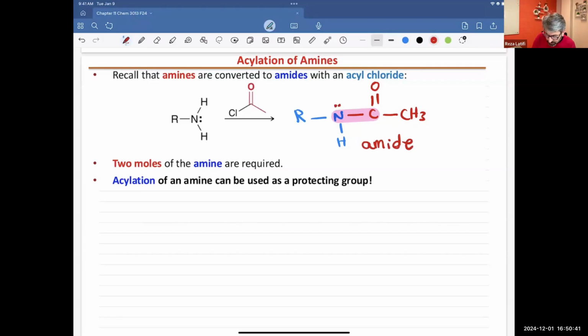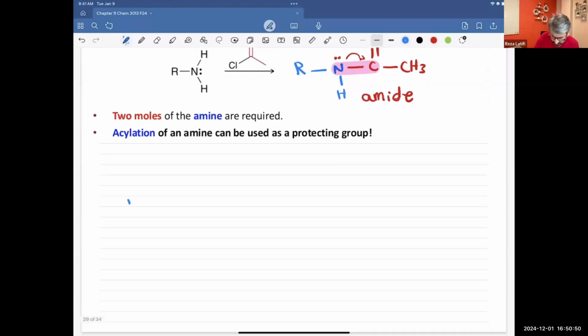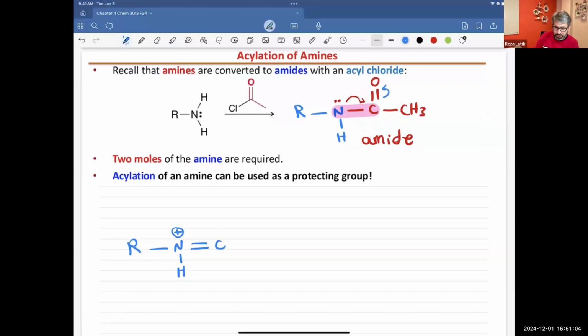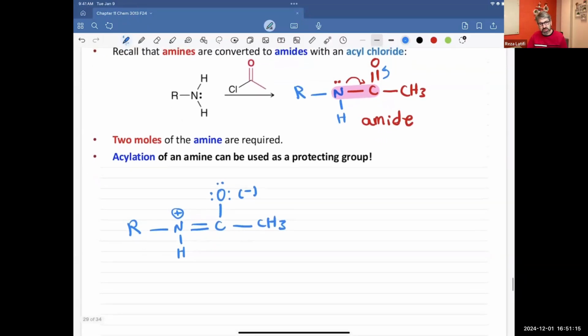Now, that lone pair can do resonance, and it can build a double bond with the carbon, and if that happens, we get such a product. Double bond here, we have an H. This one will have a positive charge, and now the carbon gives up those 2 electrons. They will be located on oxygen, which will get a negative charge, and here we have CH3. As you see, the lone pair in amide is involved in the resonance structure with a carbonyl group.